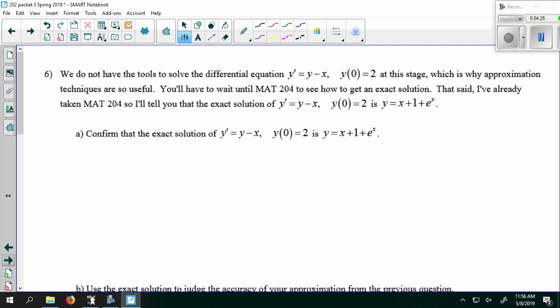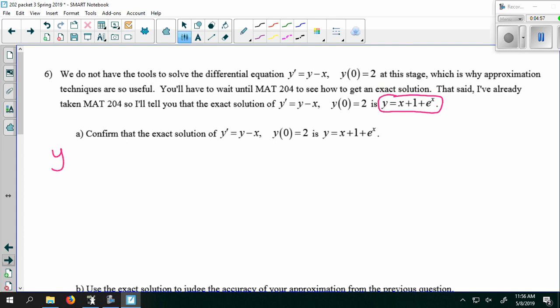So we don't have the tools to solve the differential equation y prime equals y minus x with an initial condition y of 0 equals 2 at this stage. That's why approximation techniques like Euler's method are so useful. You'll have to wait until Math 204, differential equations class, to see how to come up with an exact solution. But that said, I'm just going to tell you this is the solution. That is the function y that satisfies the differential equation and the initial condition.